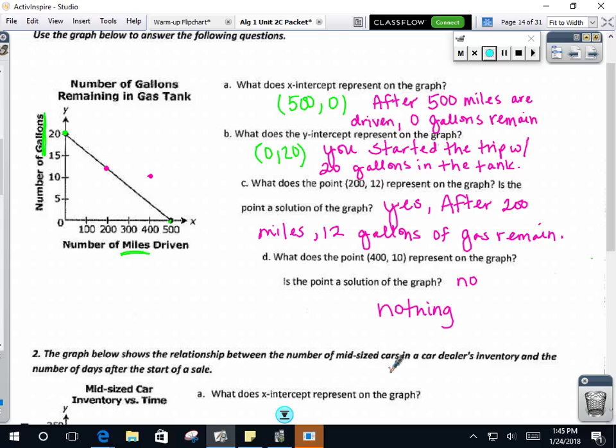Okay, I'm going to give you about a 1 minute head start to look at number 2, A through D. See if you can figure out some of those by yourself on number 2.